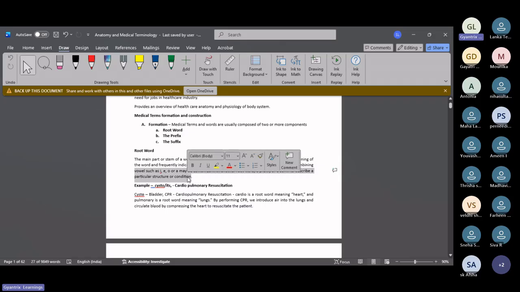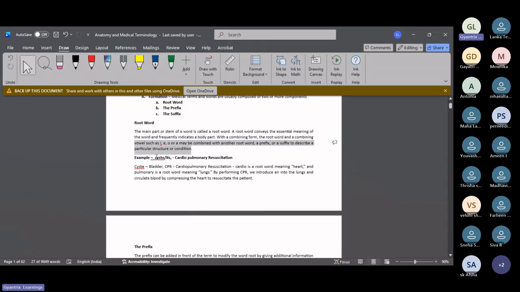So what does it mean? It means that whenever we put a vowel sound after the root word, it becomes a particular structure or condition. We can see here an example word, cystitis. Cysto means bladder, itis means inflammation. And there is also a procedure called CPR. If we break down the word CPR, cardio means heart, pulmonary means lungs, and then we have resuscitation, which is nothing but a procedure.